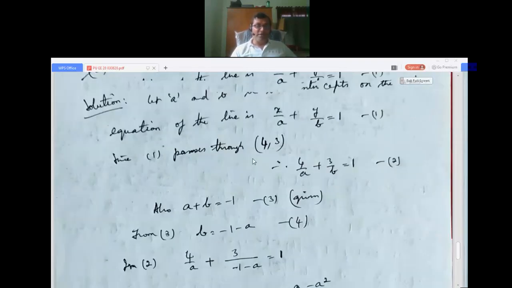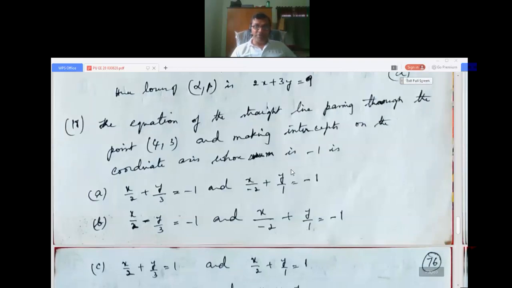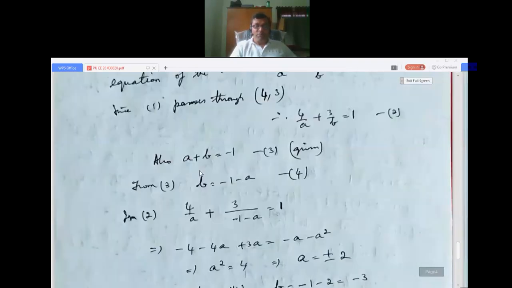It is given in the question that the sum of the intercepts is minus 1. So a + b = -1, so b = -1 - a. This type of problem you might have solved in your class also. There are two unknowns to find, so we make it one unknown by using this: b is -1 - a.